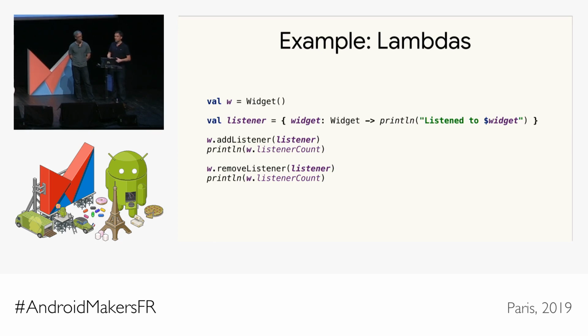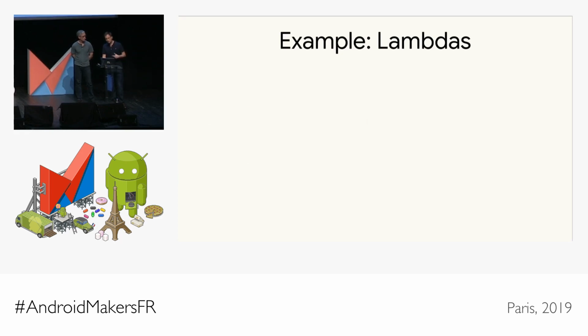But then when I call remove listener and I print the number of listeners, it's still going to say that we have one listener, and it's not a bug in my code. So to understand what's going on, we have to look again at the generated code by the compiler.